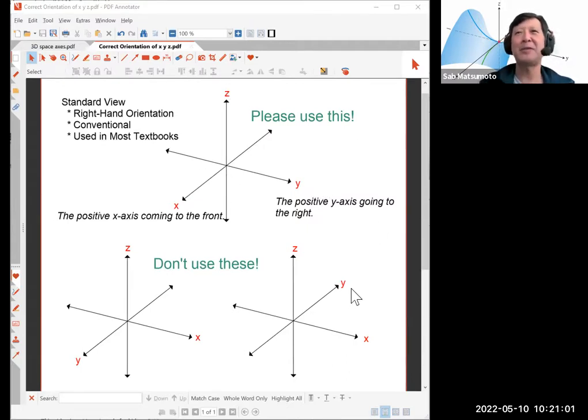Okay, I hope this is clear. And please follow these steps as you draw your three-dimensional space.